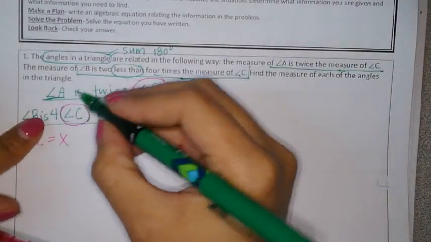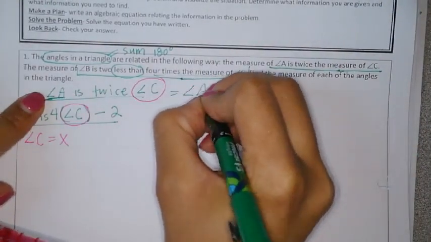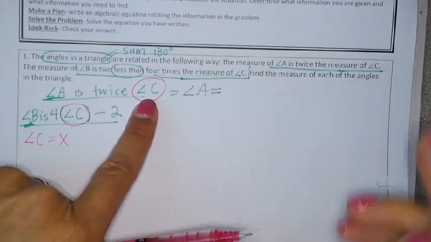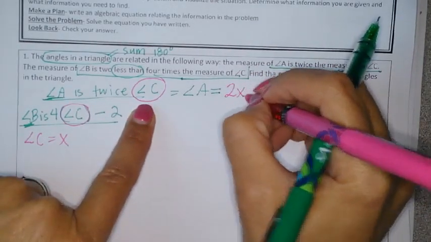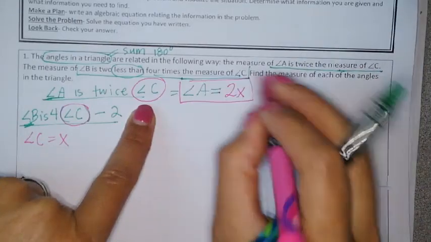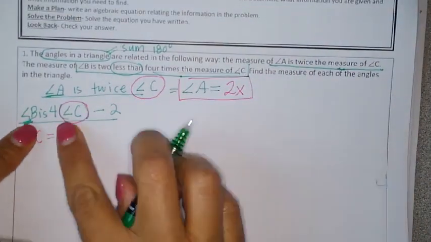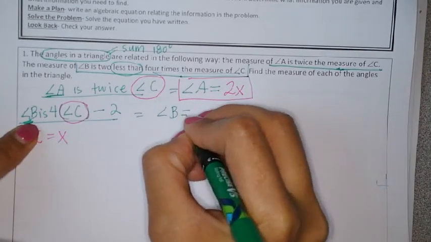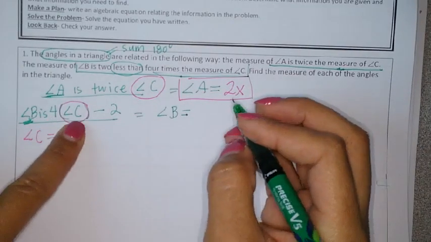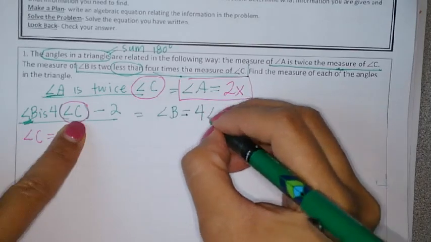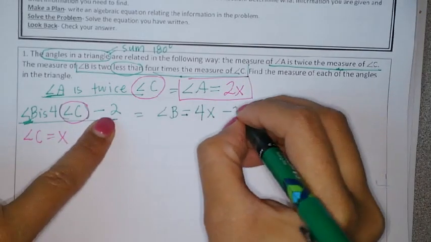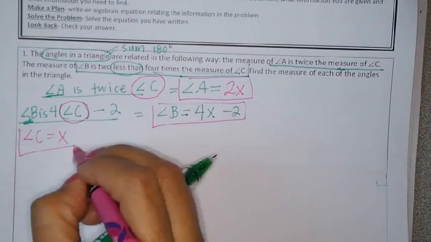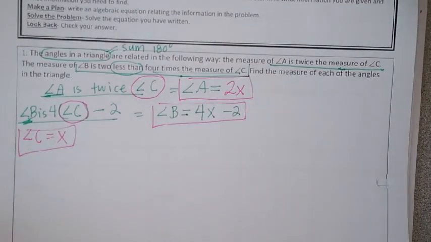If I do that, when I say angle A would be equal twice the angle C, so now I can put it as 2x. So that's angle A. Angle B is 4 times the measurement of C. So 4x and then minus 2. Okay? So that would be angle B. And then finally angle C, I already said it was x.